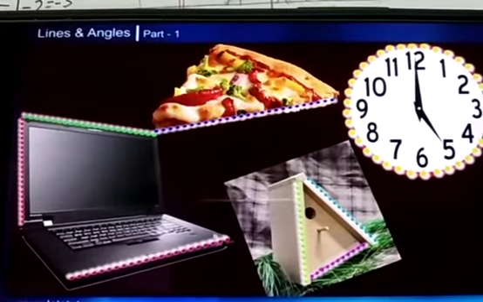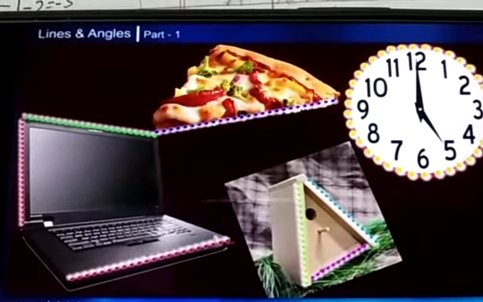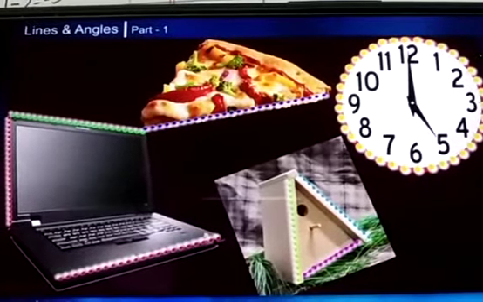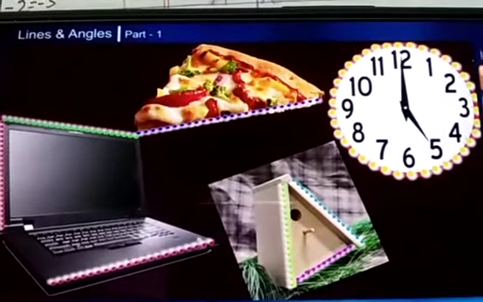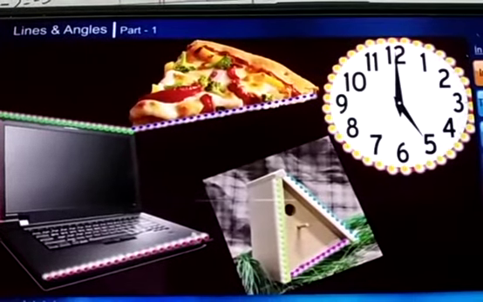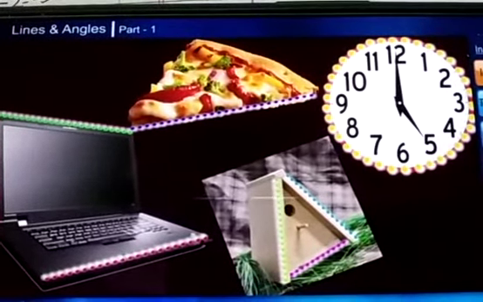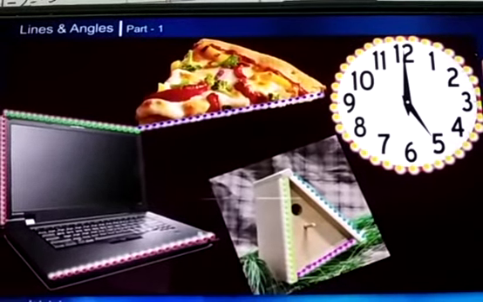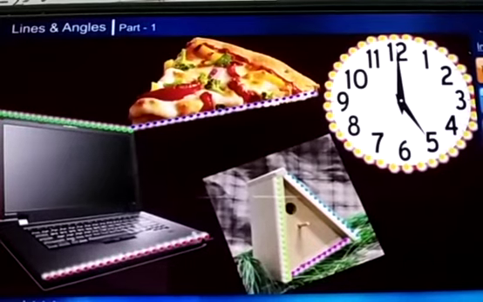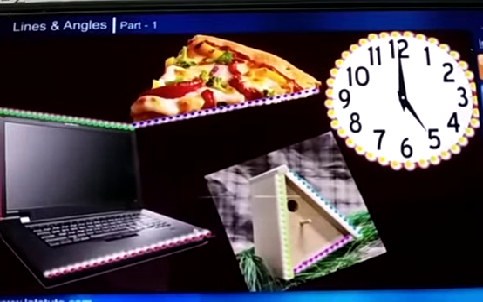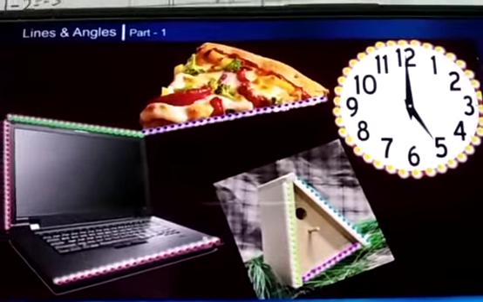Okay. Now what can you see in the pictures? Yes, a computer, that is laptop, then pizza, then a clock, and then what is it? It's a toy, right? Now all these are shapes, right? You have learned. Now in these shapes, which are the angles? Angles are there. Yes, the angles and lines formed together make the shape.